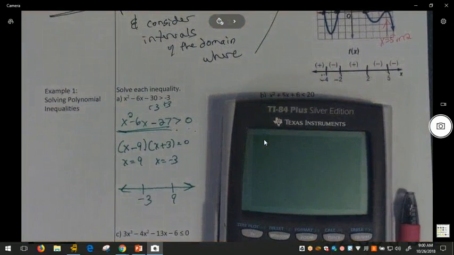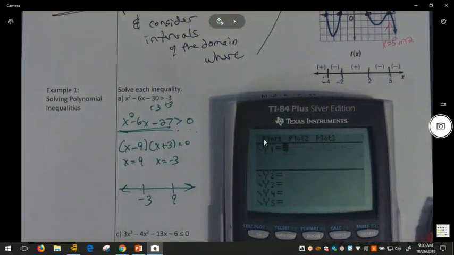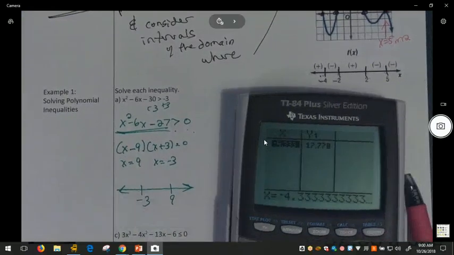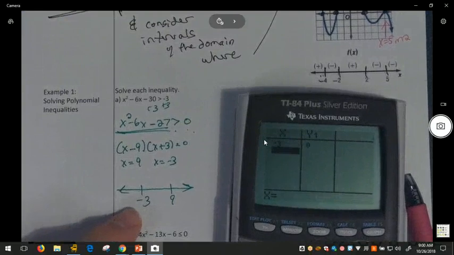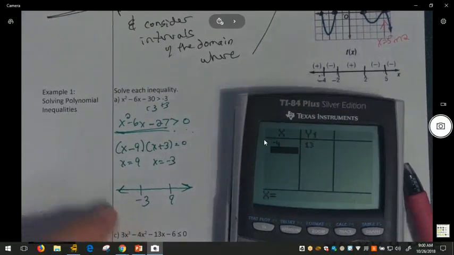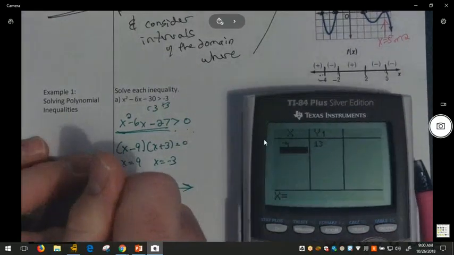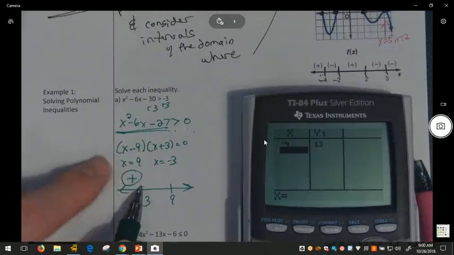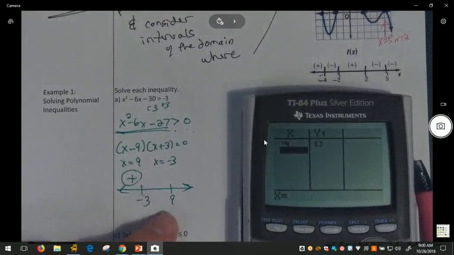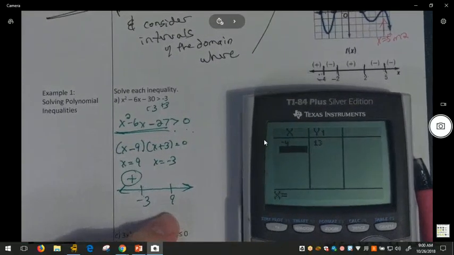So for y equals, I'm going to put in x squared minus 6x minus 27, and I'm going to go to my table. I know negative 3 is a 0, I know 9 is a 0. I need to test values to the left of negative 3, so I'll put in negative 4. Since I got positive 13, I know that all the outputs on the left of negative 3 are positive. Between negative 3 and 9, I'll go with 5, but I could pick any number.